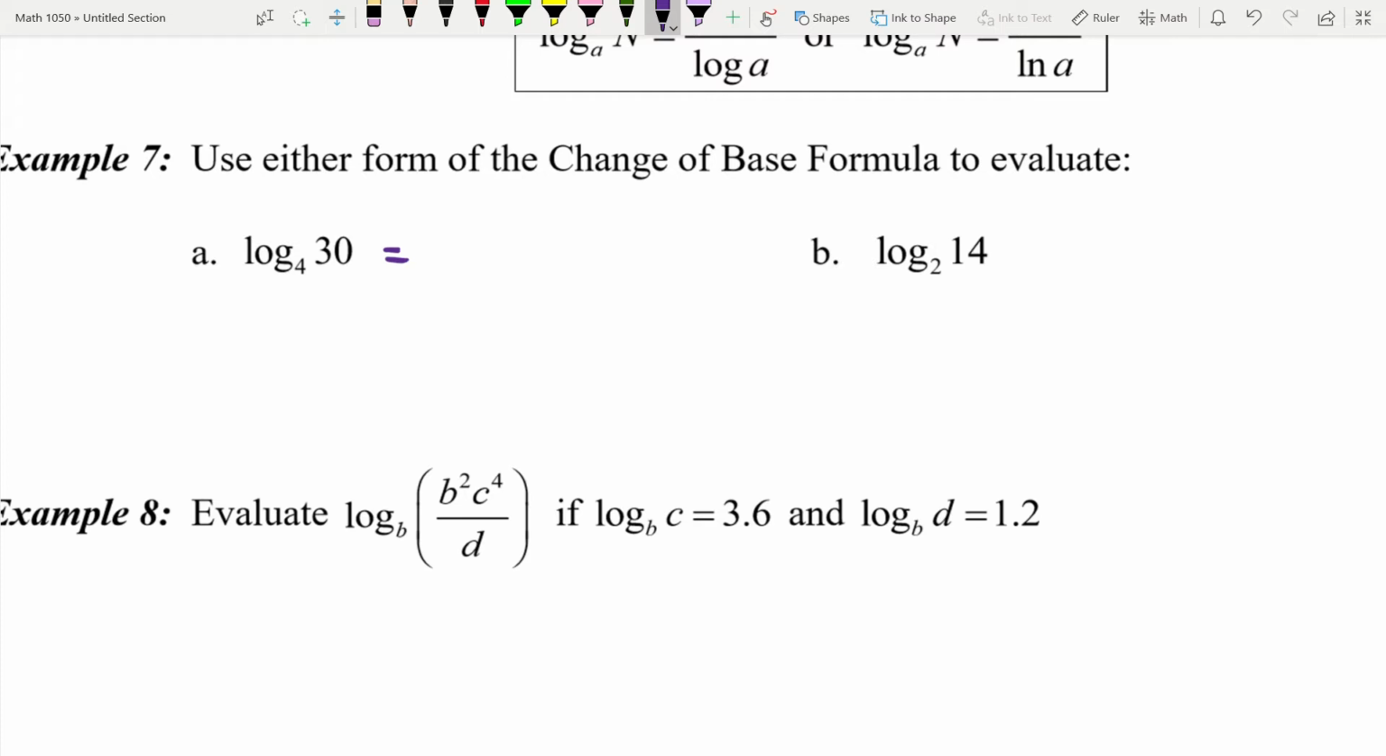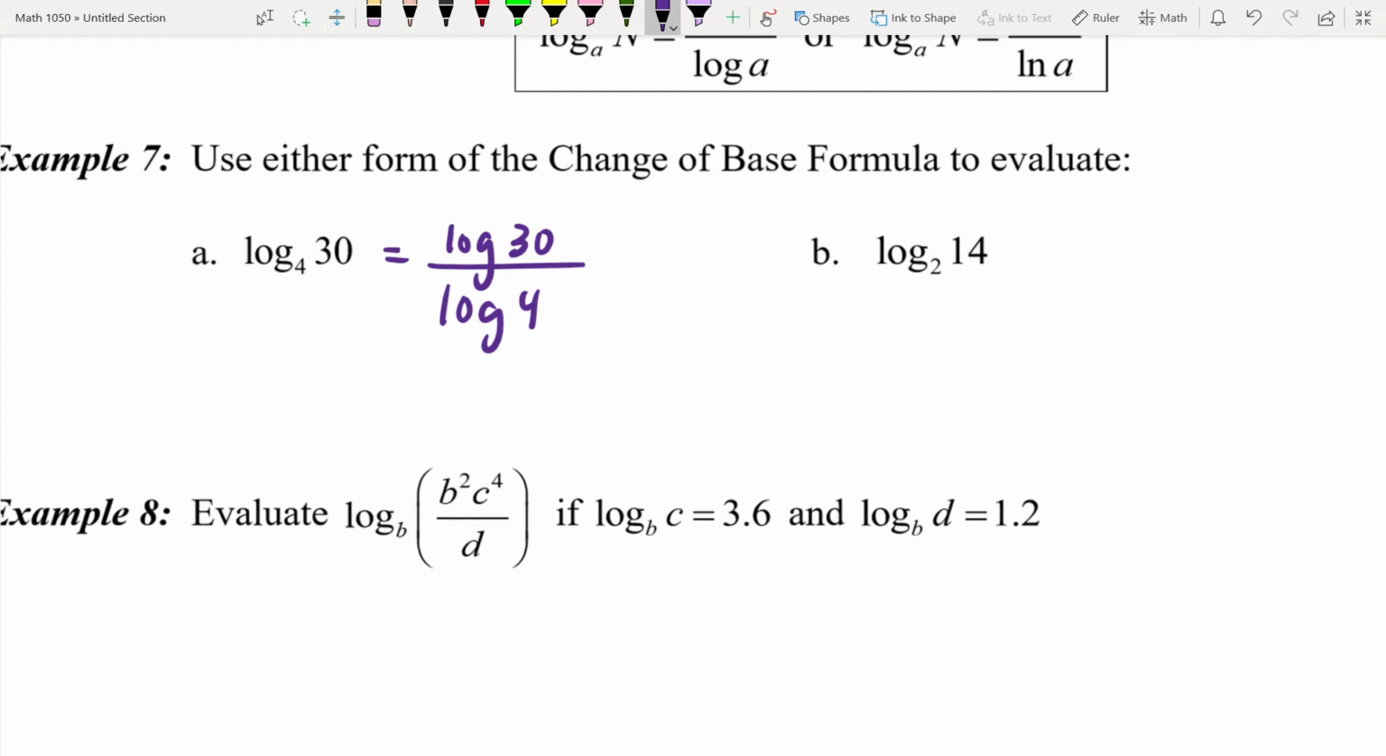How are you supposed to do it? Because that log button is not going to work anymore, right? So you go log 30 divided by log 4. Everybody write that down. You take the log of that big number divided by the log of the base.